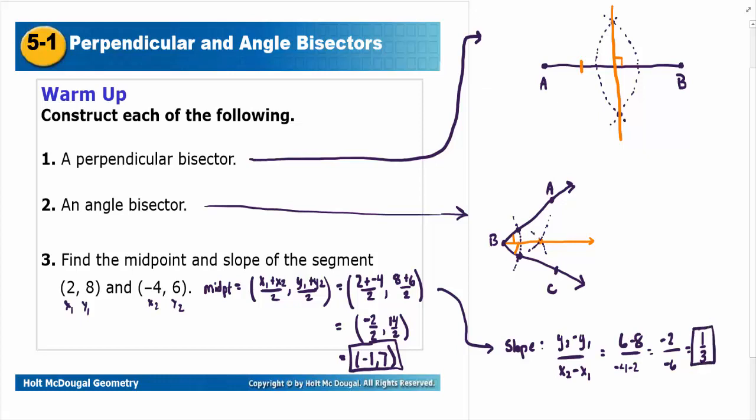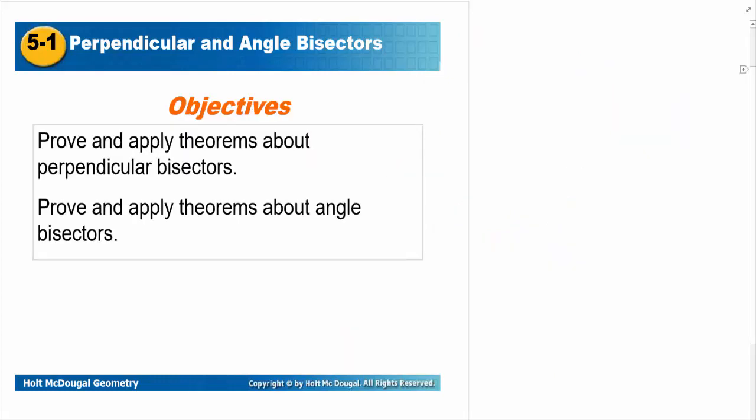So obviously these are some things we'll be using as we move through this chapter and this lesson. So make sure you understand each one of those, especially those constructions. We'll be doing a lot of those in class, as you'll see if you haven't seen already. Okay. So with that, let's get into 5.1. 5.1 is on perpendicular and angle bisectors. We did some constructions of them already.